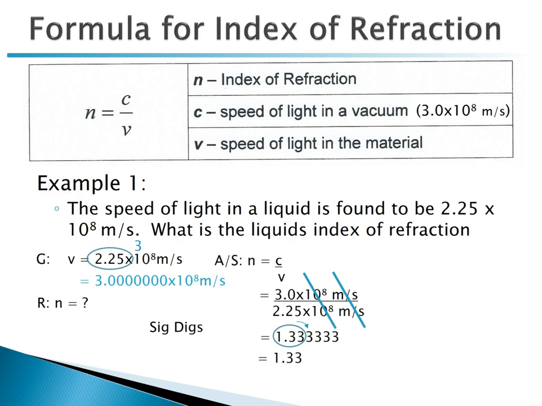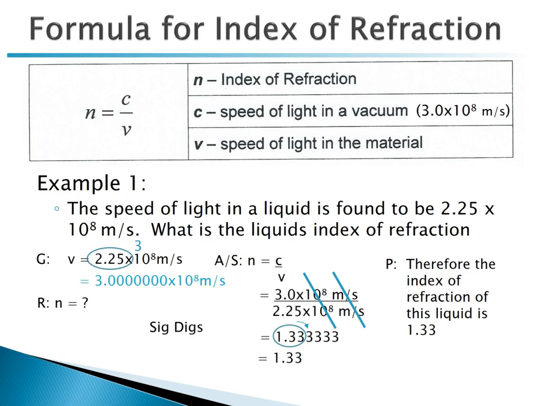Now, the last thing we have to do with physics problems or word problems in math is restate our conclusion. So we're going to paraphrase it. Therefore, the index of refraction of this liquid is 1.33. Now, please note, there's no units for index of refraction. They canceled out. And that's what you should have.